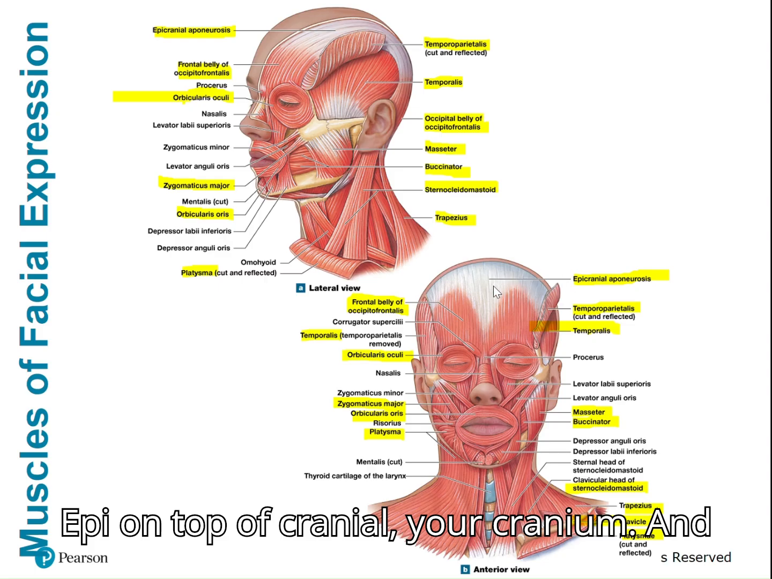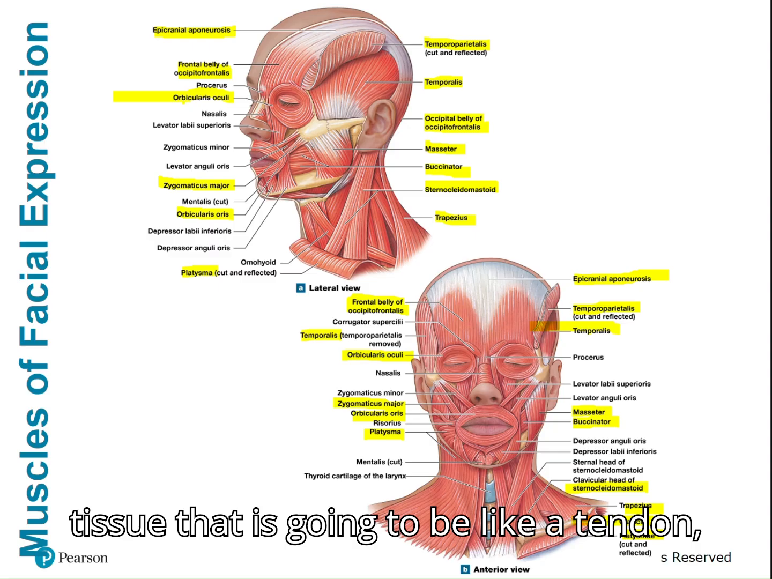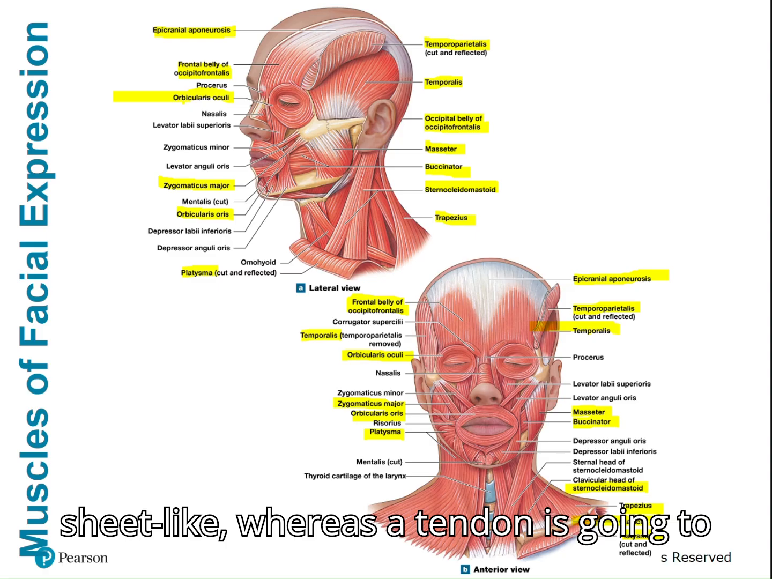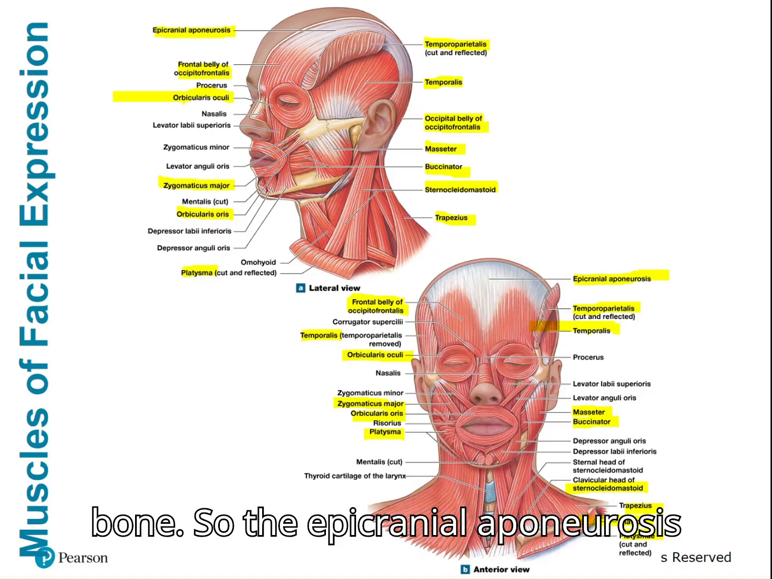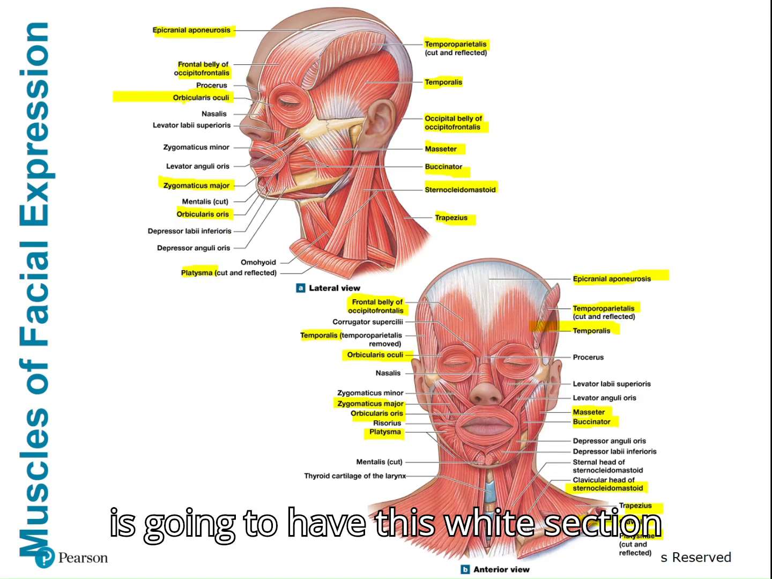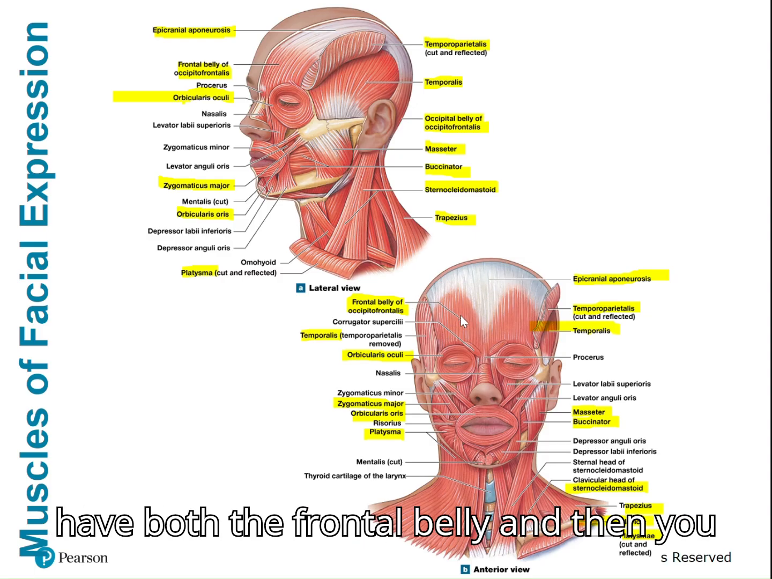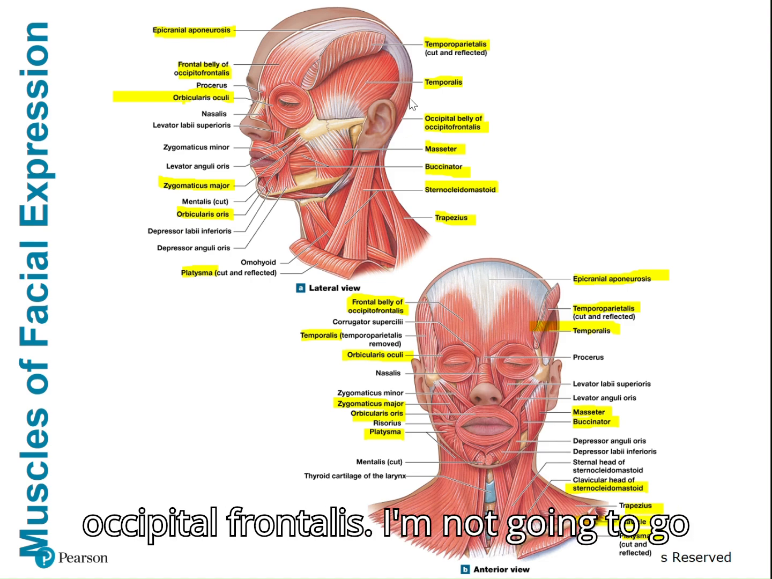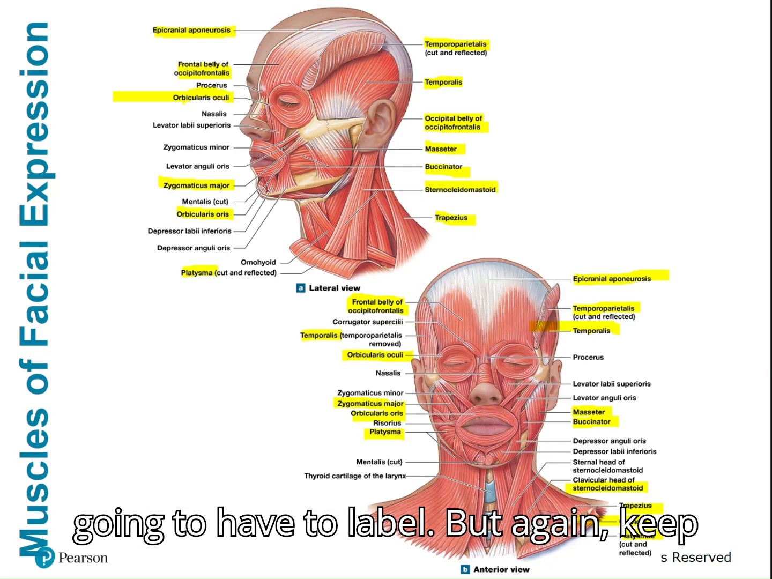Epi on top of cranial, your cranium, and aponeurosis is a connective tissue that is like a tendon, except it's very flat and sheet-like, whereas a tendon is like a cord-like structure that's attaching the end of the muscle to a bone. So the epicranial aponeurosis has this white section where it's on top of your cranium. So you will have both the frontal belly, and then you will also have the occipital belly of the occipitofrontalis. I'm not going to go through all these different muscles in here. You know which ones you're going to have to label.